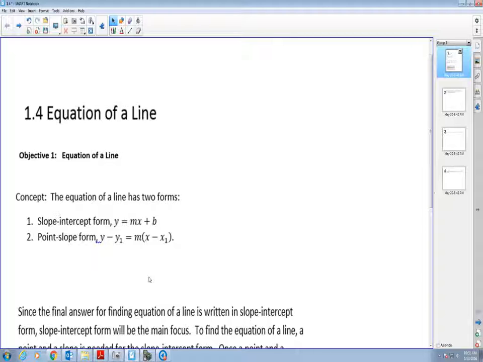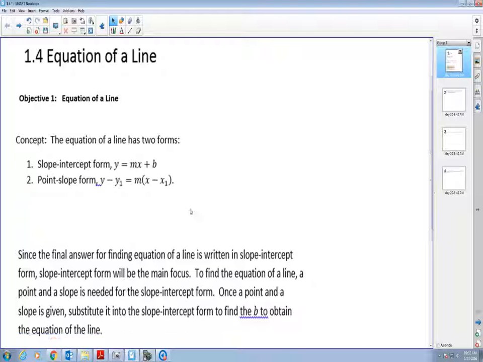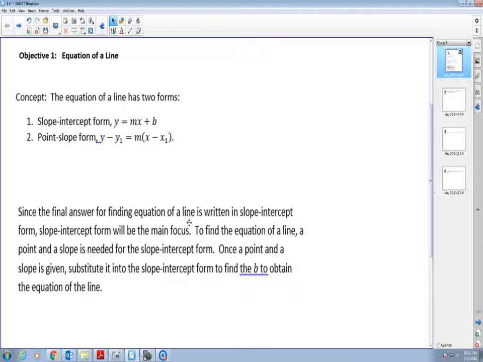Since most of our final answers are going to be in the slope-intercept form, and the equation for a linear function is also written in slope-intercept form, that's what we're going to focus on today. To find the equation of the line, we will need a point and the slope, and substitute them into the slope-intercept form, and then the only thing we will be missing is the b. So then we will need to find this b.